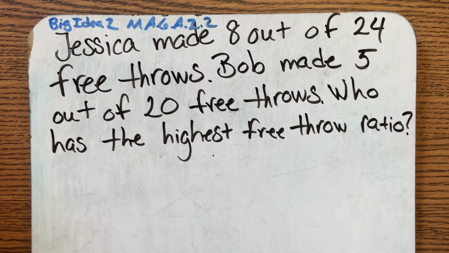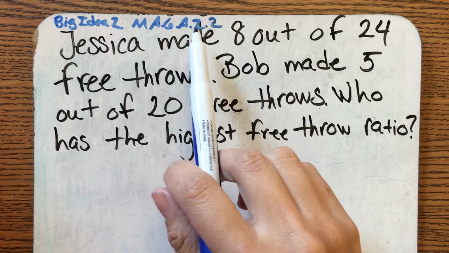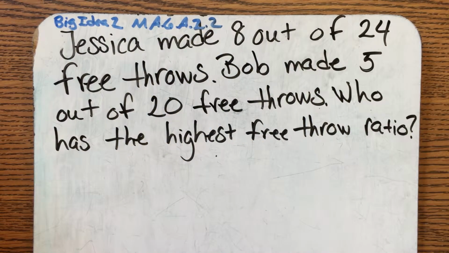Okay, this is a word problem that will help you with Big Idea 2, Math 6, Algebra 2.2. Jessica made 8 out of 24 free throws. Bob made 5 out of 20 free throws. Who has the highest free throw ratio? So we're asked to compare two ratios.